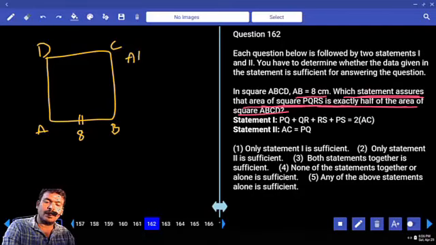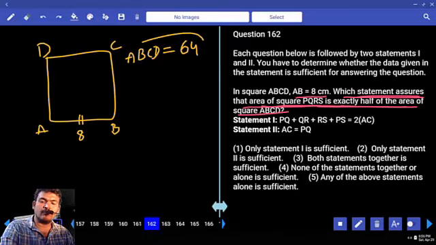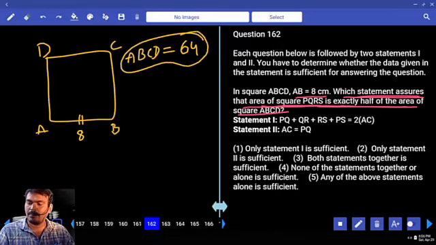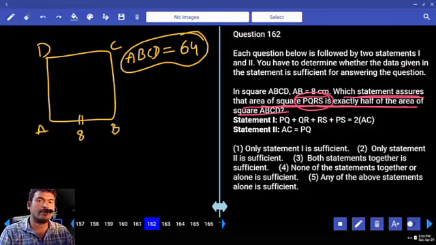What is the ABCD area? 8 square. What is 8 square? 64. That is the ABCD area. But the PQRS area will be half of which one? Square of ABCD. What is the first statement given?